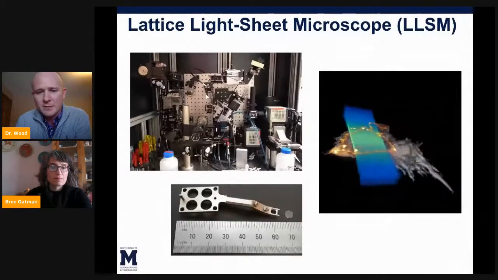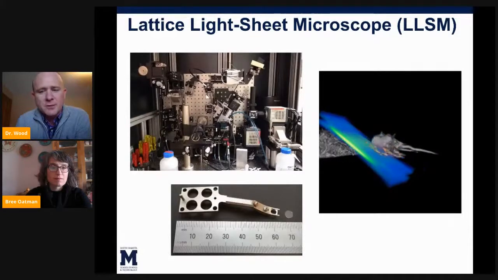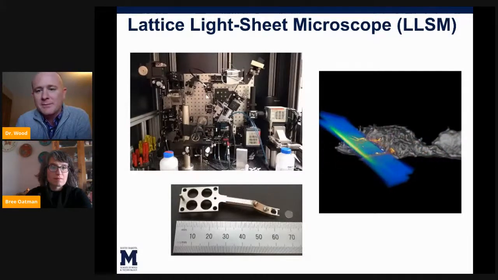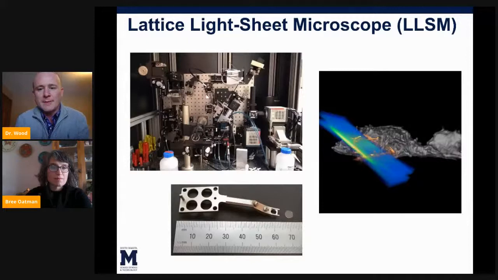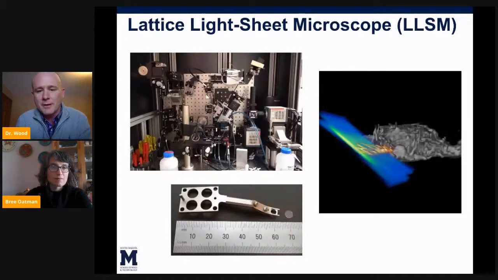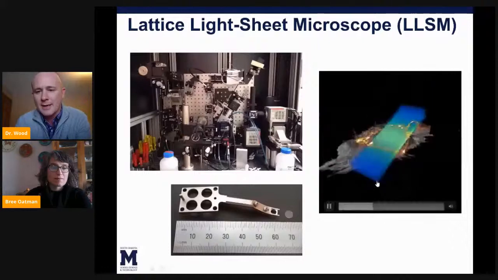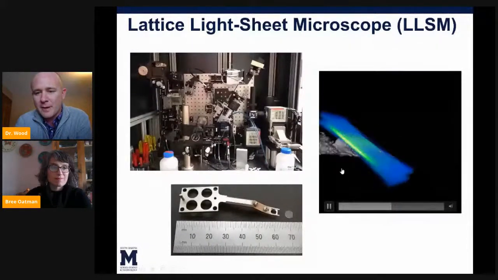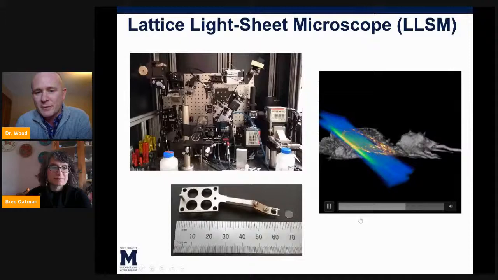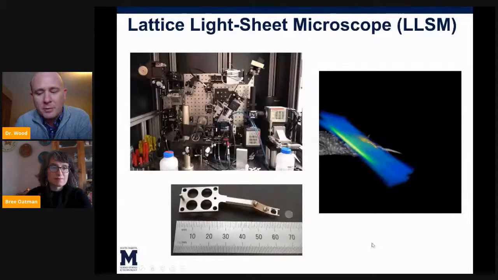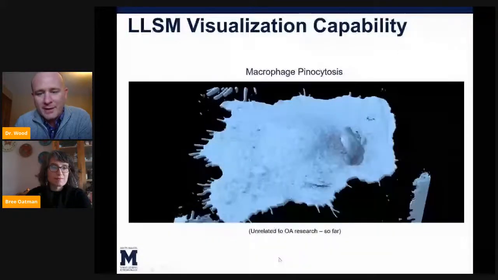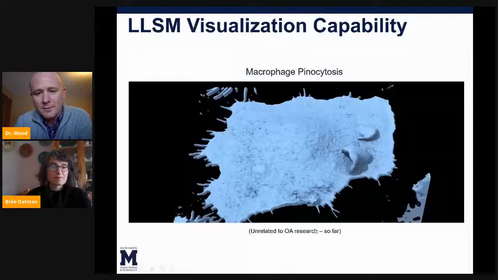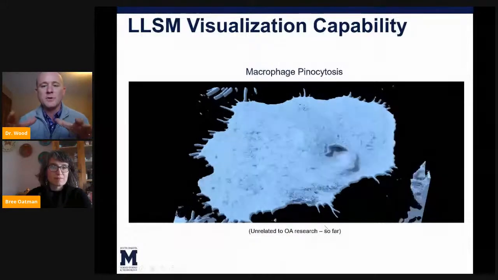It was invented about 5 or 6 years ago. It's called a lattice light sheet microscope, and it lets us get a very realistic 3D picture of cells. You can see a cartoon on the right. I did not make that image or this movie. This came from the publication in which this type of microscope was initially presented to the public. But this is a movie that we generated with that microscope for a different project. You can see here the sorts of images that we can get.